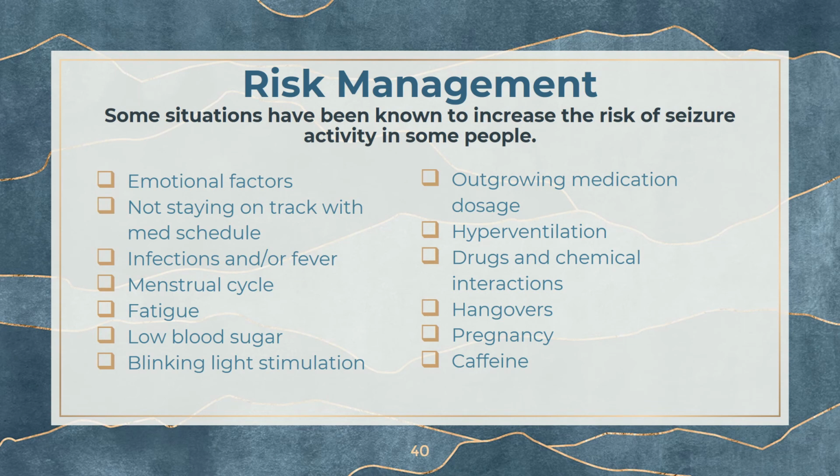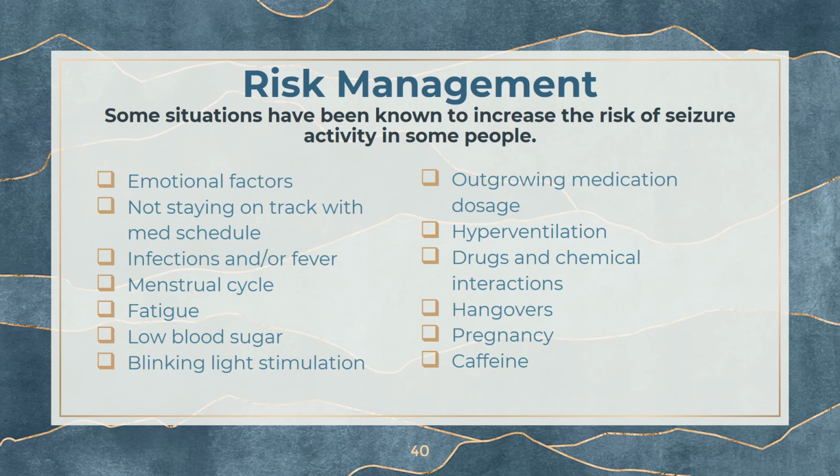There are some situations that are known to increase the risk of seizure activity in some people. They include various emotional factors, not staying on track with medication schedules, infections or fever, a woman's menstrual cycle, fatigue, low blood sugar, blinking light stimulation, outgrowing a medication dosage, hyperventilation, drugs and chemical interactions, hangovers, pregnancy, and caffeine.